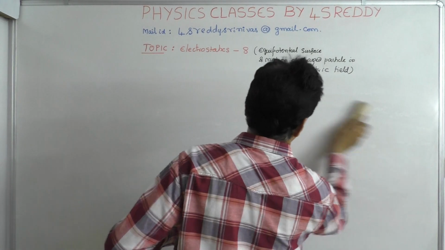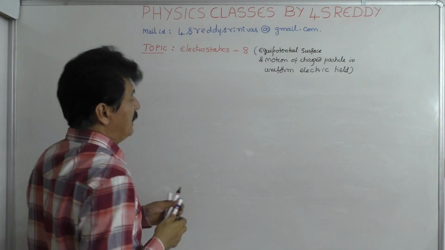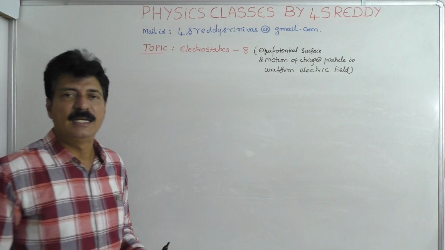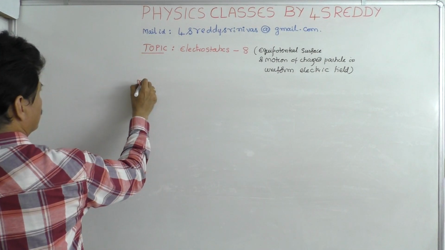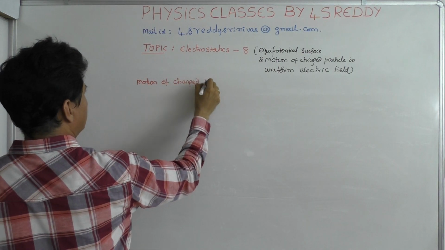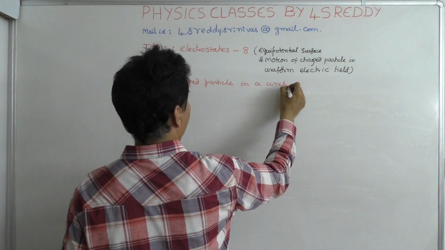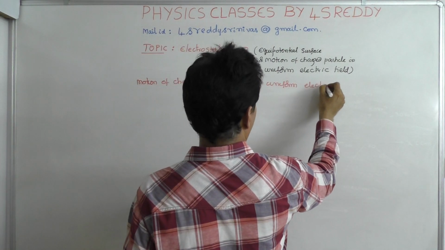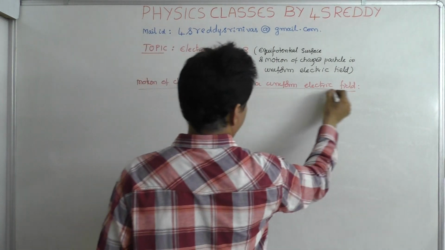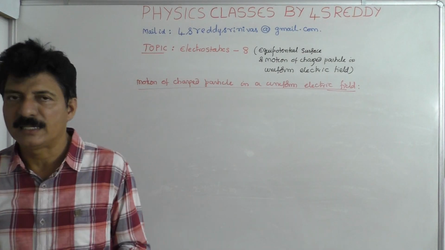Now, come to the other one, that is motion of the charged particle in a uniform electric field. That is the next one. Motion of charged particle in a uniform electric field.